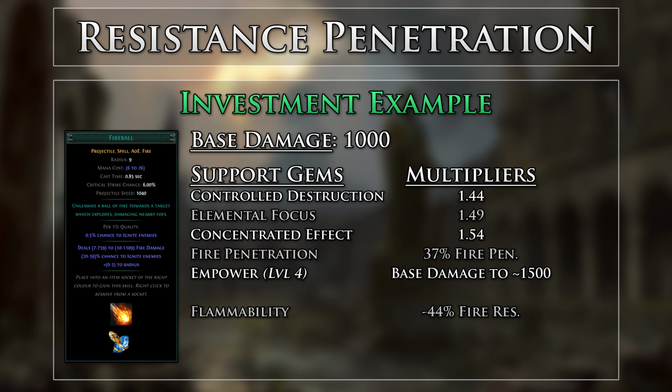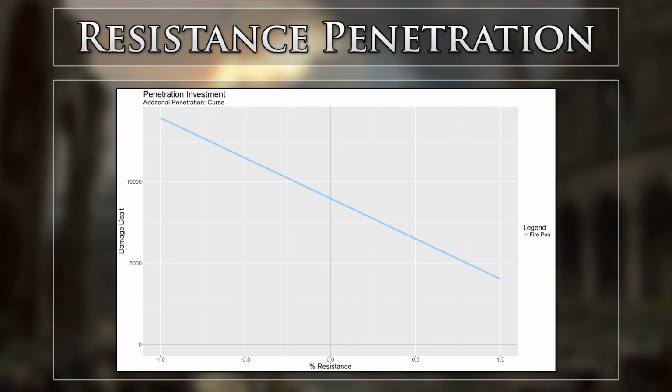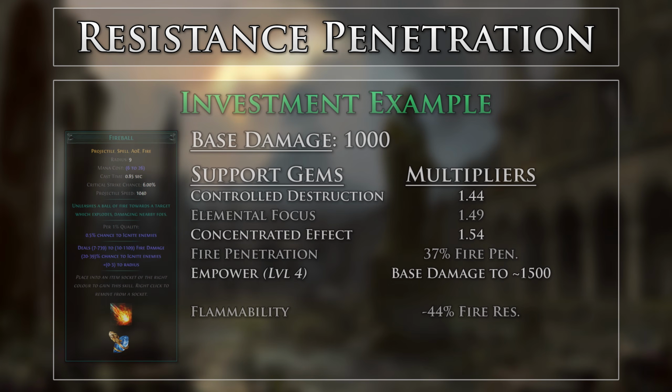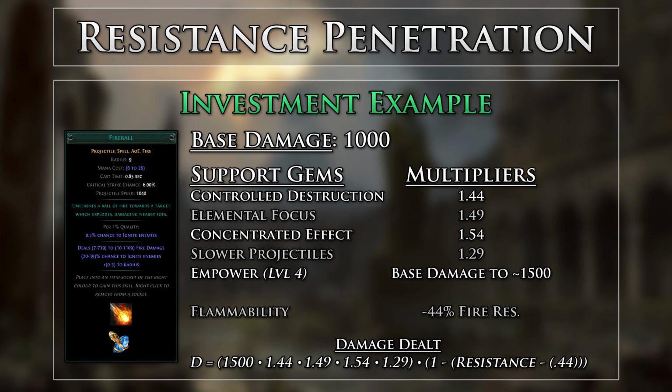The damage for this is calculated with the following equation. As we can see in the formula, the resistance penetrations are added together, much like increased modifiers. As expected, the graph of this function shows that we have a linear increase as the monster's resistance is lower. But what if we swap our fire penetration support gem for another more multiplier gem, slower projectiles? We now have the following equation.